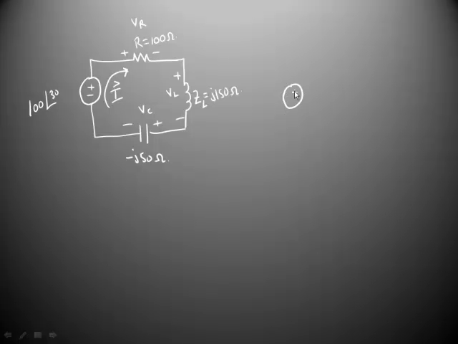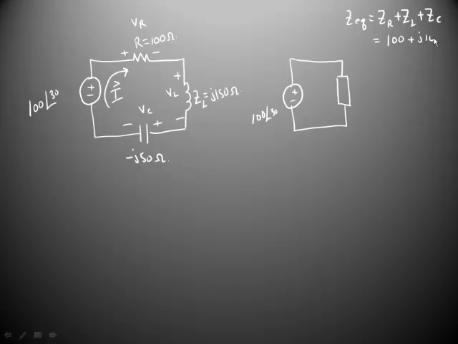Our voltage source, still 100 at angle 30. But now we have an equivalent impedance, the equivalent, Z sub R plus Z sub L plus Z sub C is equal to 100 plus J100 ohms.